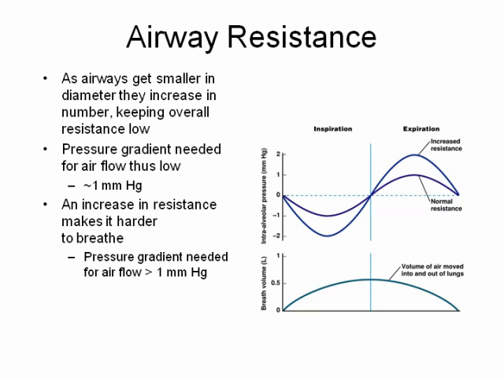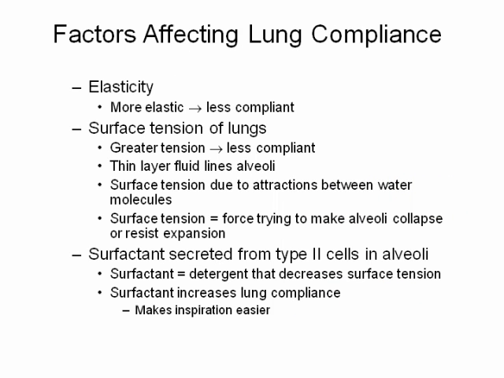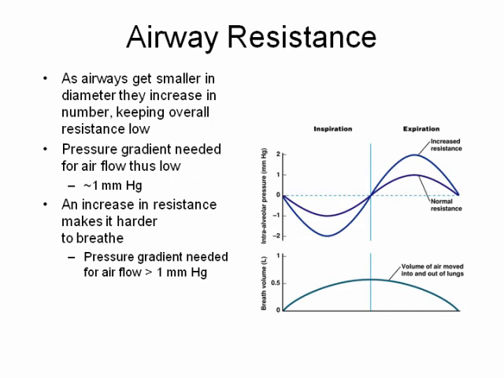Airway resistance. The ability to get air into and out of the lungs is, of course, largely dependent upon lung compliance, but also upon airway resistance, because the air can't get into or out of the alveoli without going through the airways. So as airways get smaller in diameter, they increase in number, keeping overall resistance low.